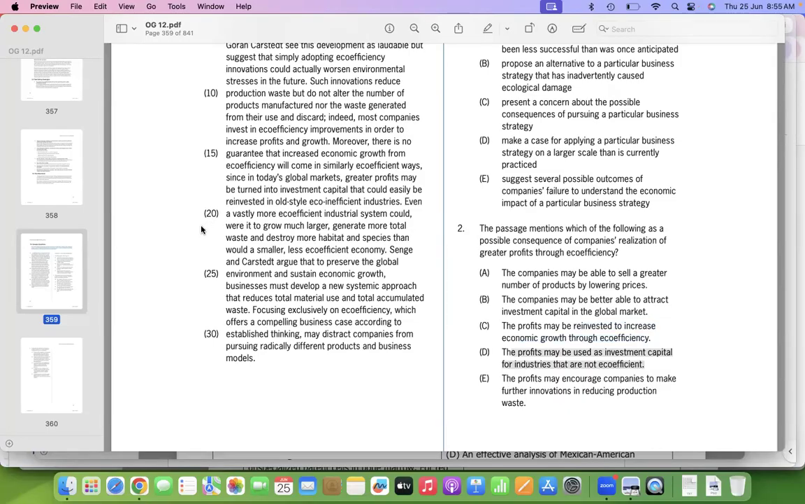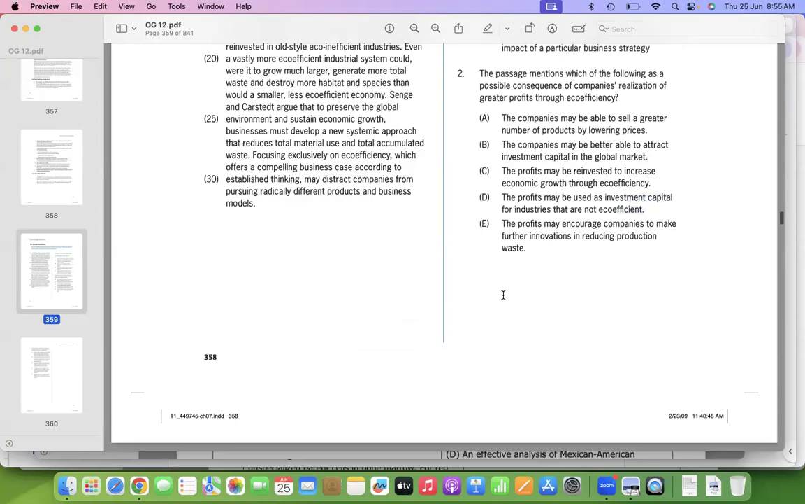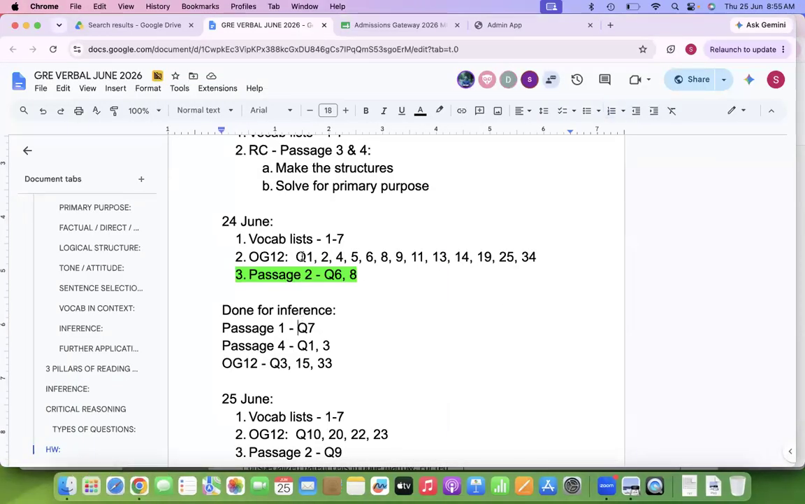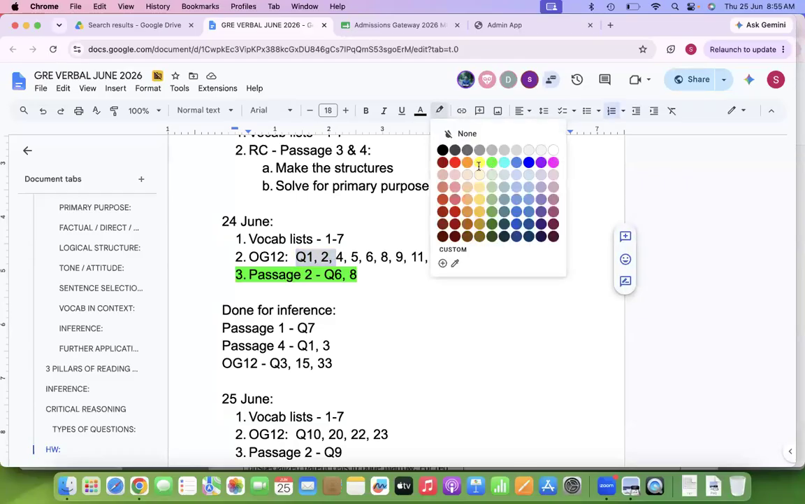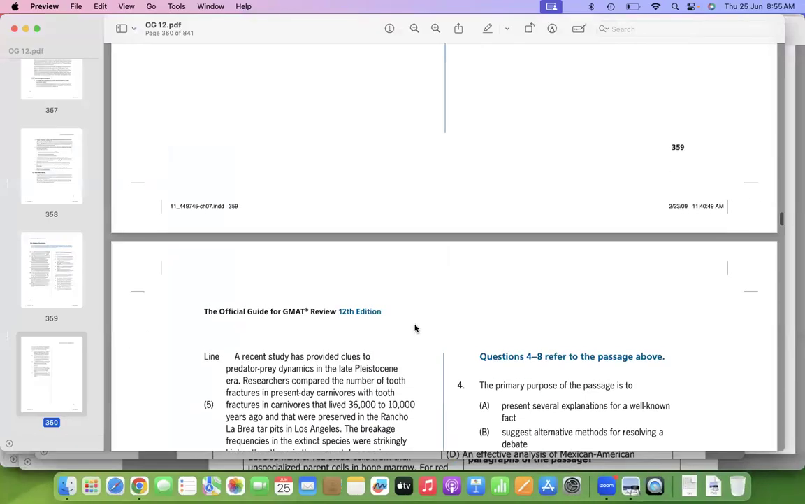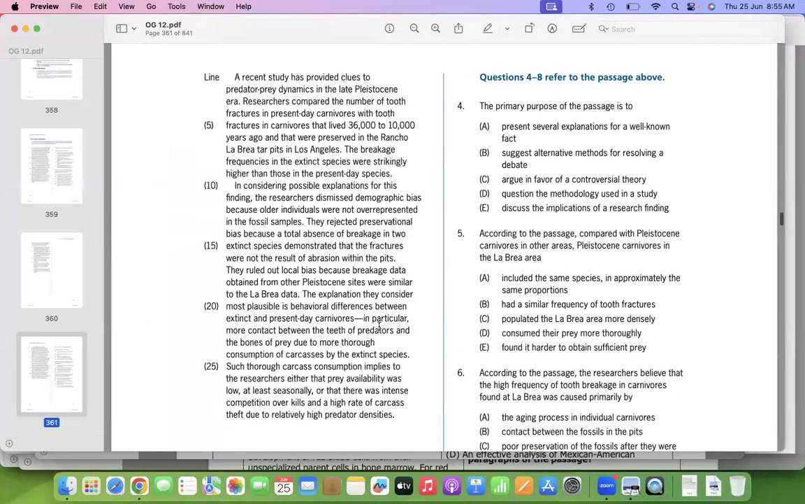Shantanu? Isha? I selected D only. Okay. Let's look at question 4 now.